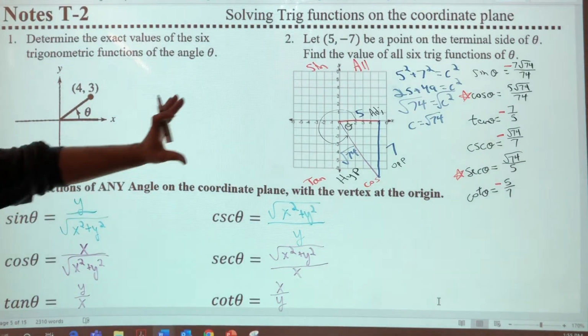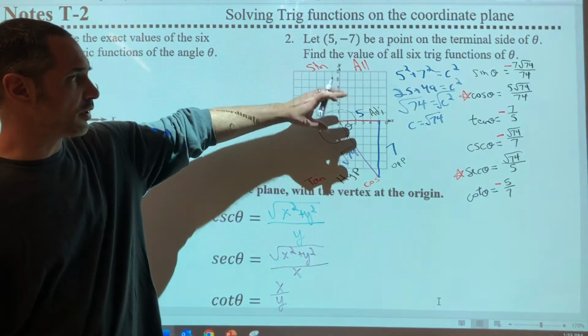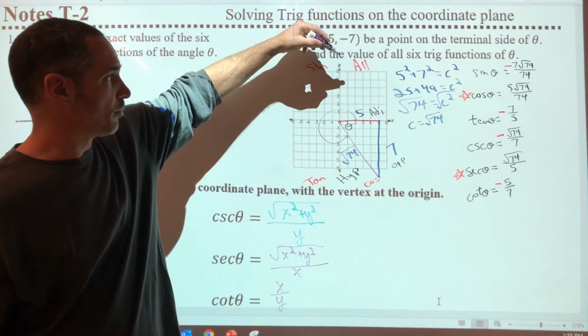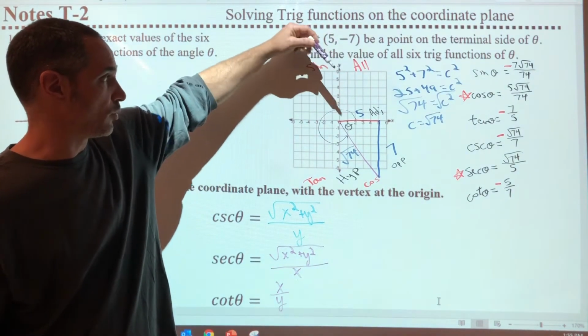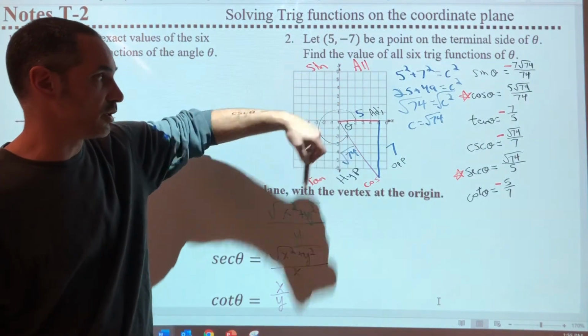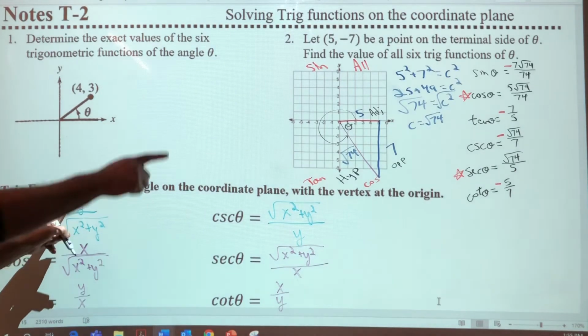And you can find we did this problem over here using the Pythagorean theorem and the idea that all the trig functions are positive in quadrant 1, and sine is positive here, and tangent is positive here, and cosine is positive here. But if we hadn't, we can still use this. So let's use it with this one over here.